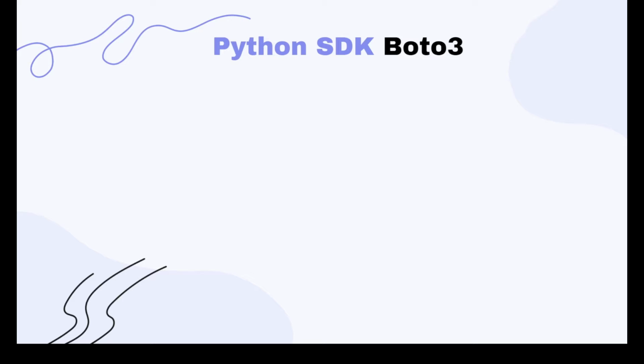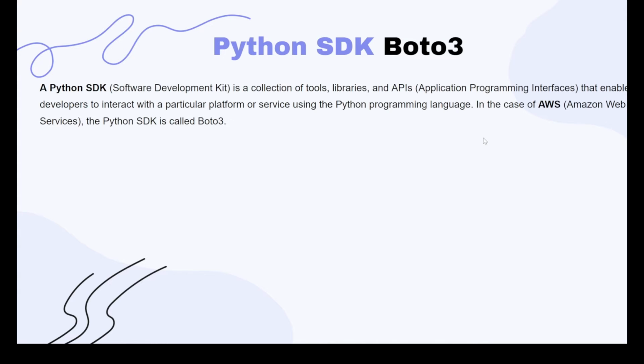So after creating the S3 bucket, now we move to the boto3 part. First, we want to talk about the Python SDK boto3. A Python SDK is a software development kit. It's a collection of tools, libraries, and APIs, application programming interfaces, that enable developers to interact with a particular platform or service using the Python programming language.